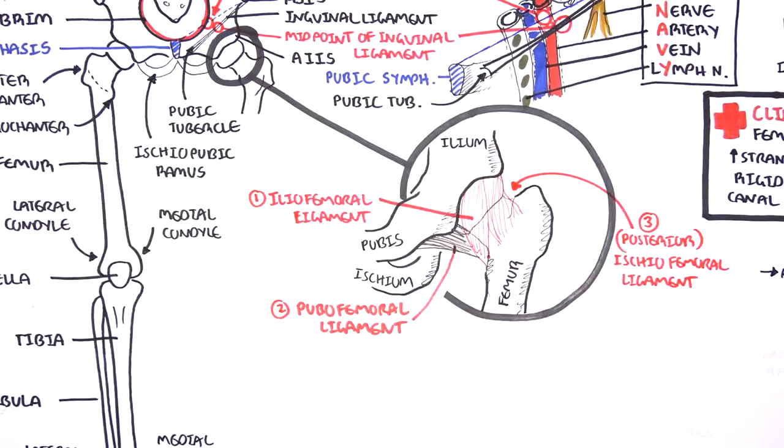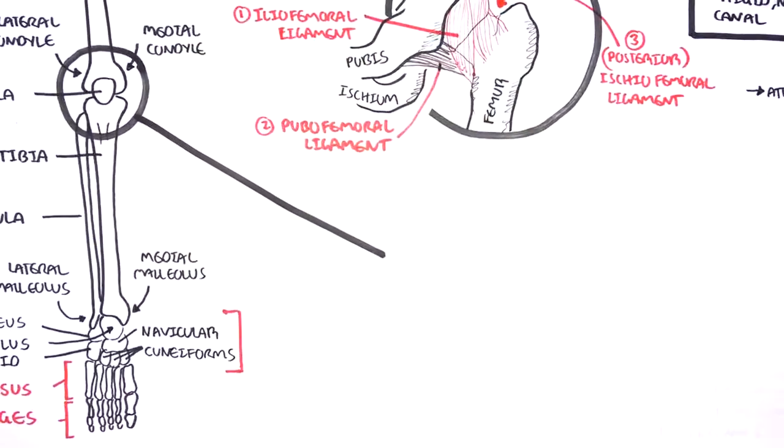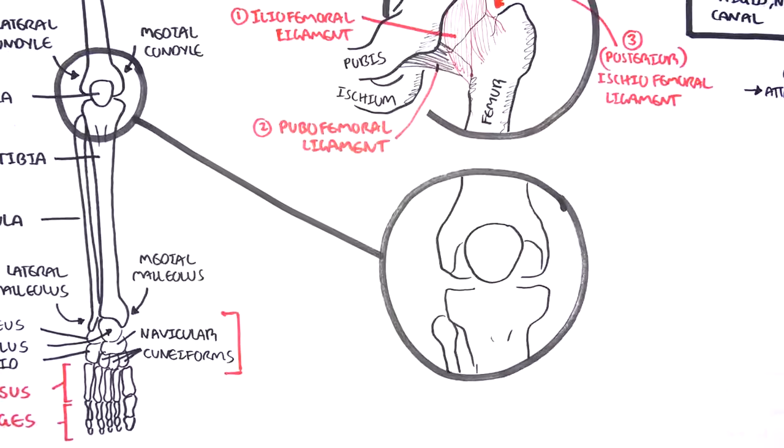So again, there are three major ligaments that support the hip joint. The clinical anatomy of the hip joint will be discussed in a separate future video, hopefully. Let's look more closely at the knee joint now.